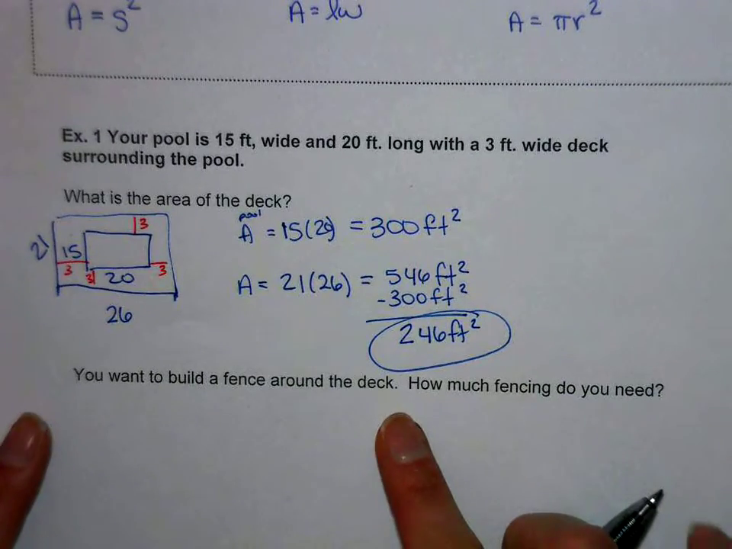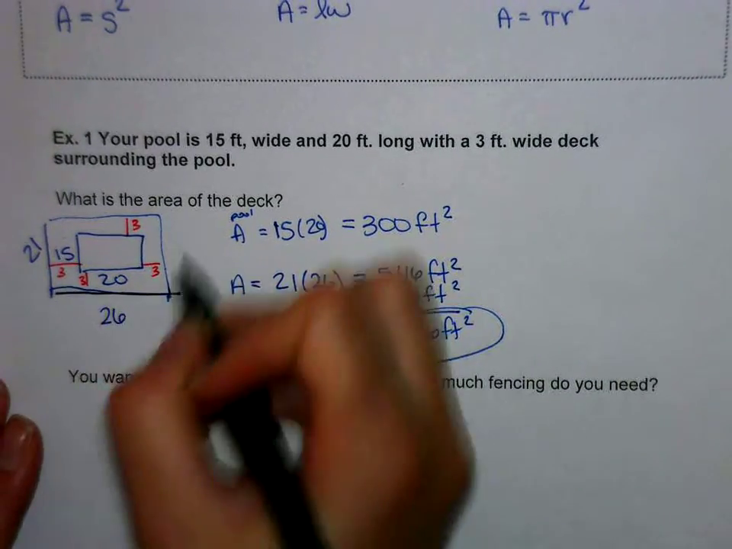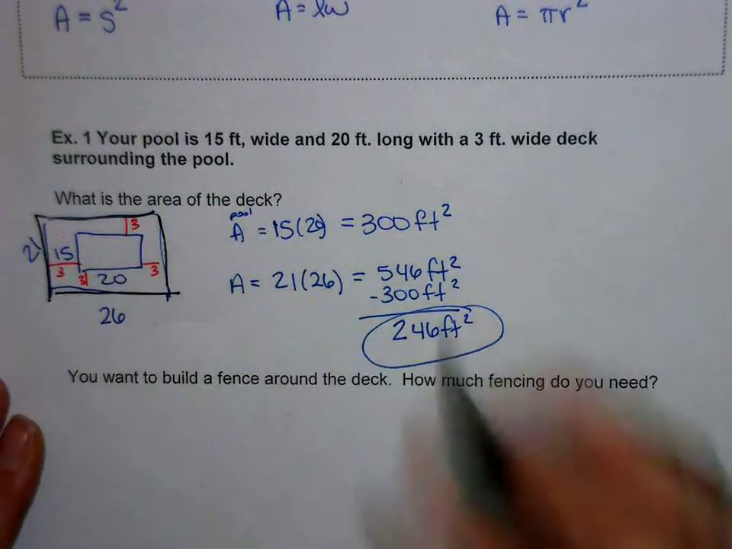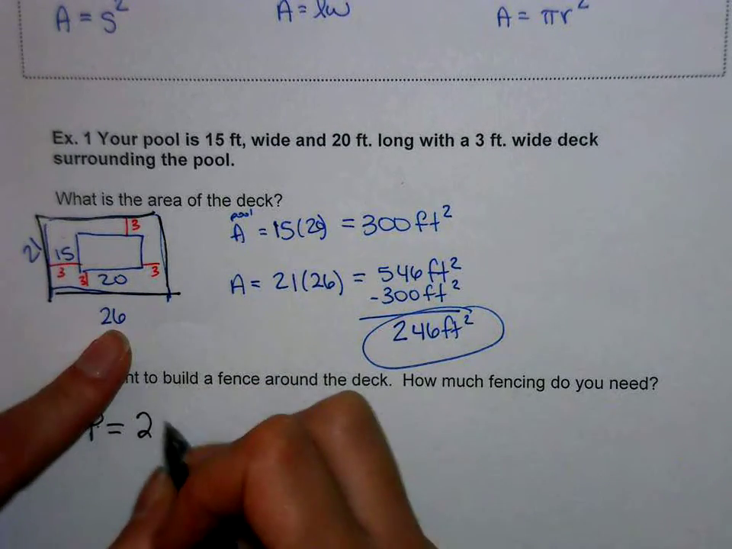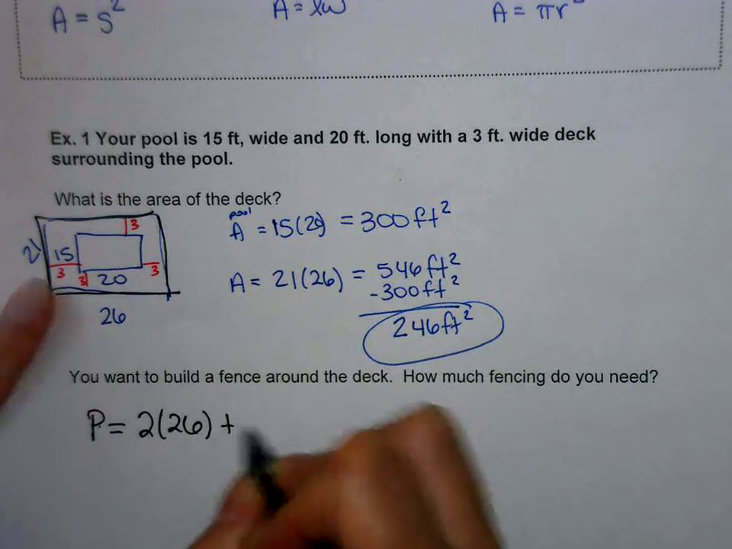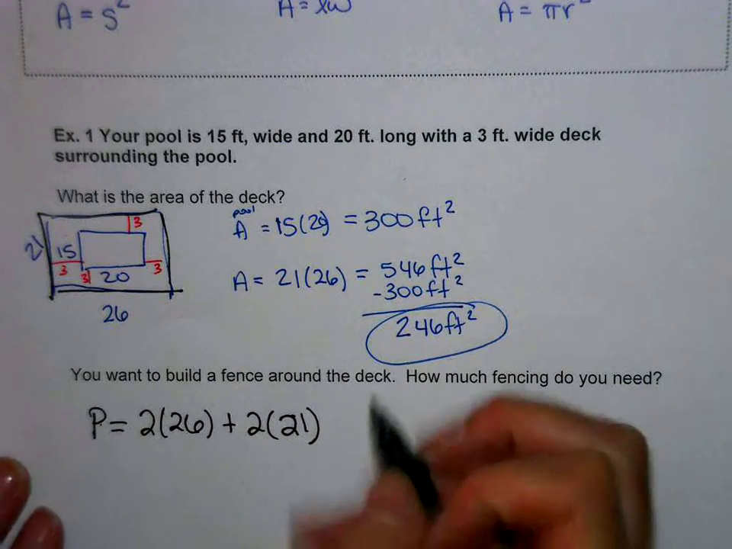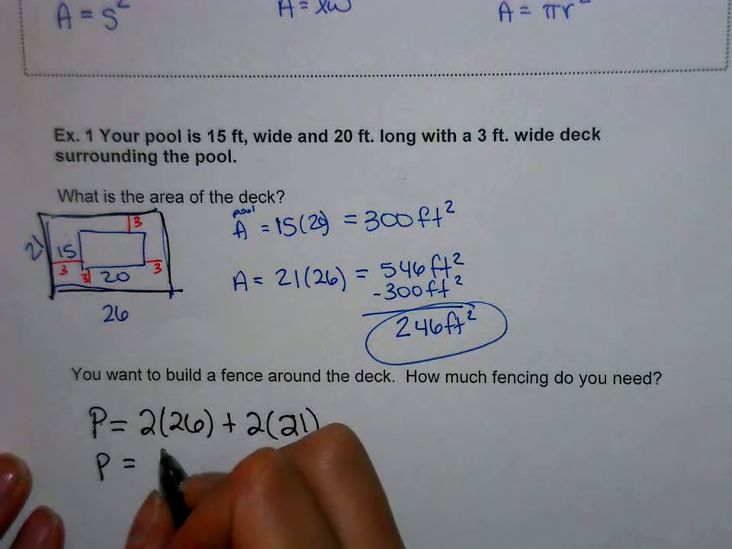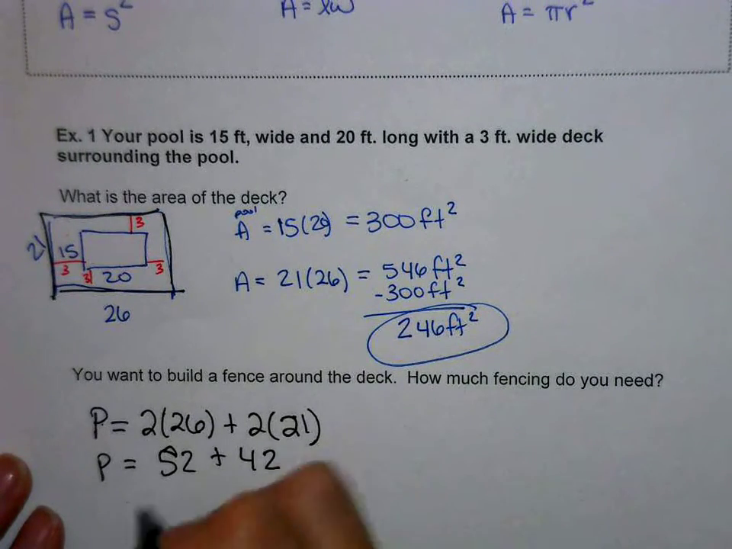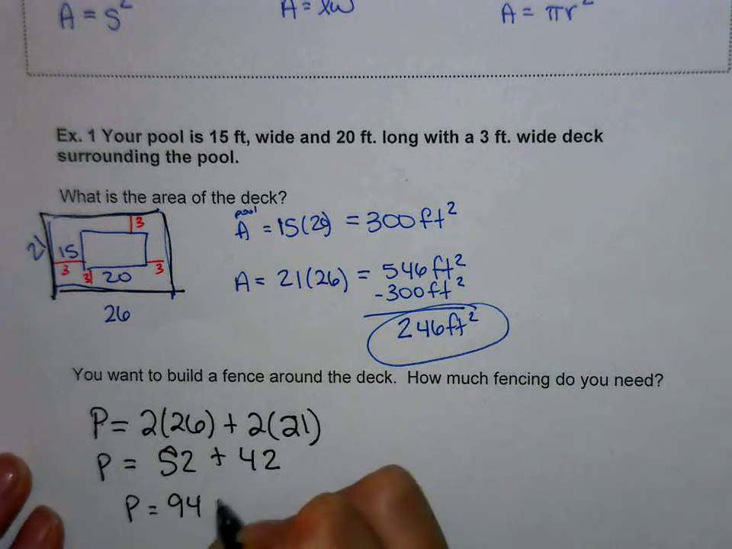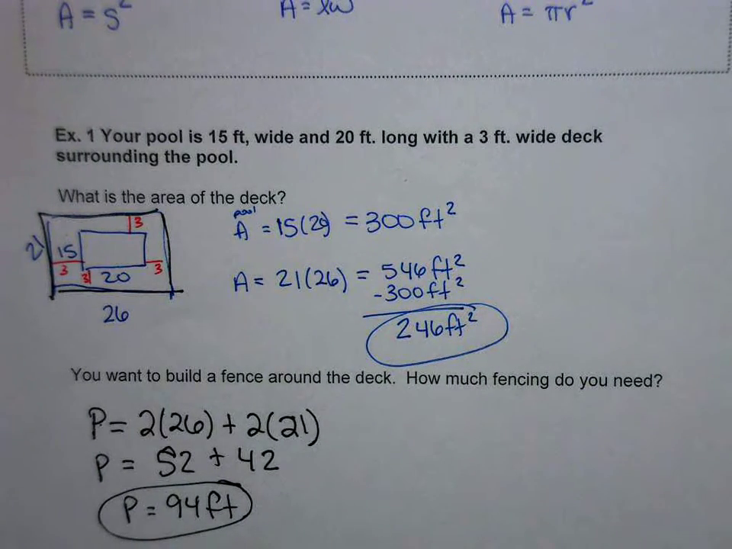So if we want to build a fence around our deck, how much fencing do we need? That means we're wanting a fence around this. So we're looking just at the outside. So we want to look at the perimeter. And we just said that the length of our perimeter is 26. And the width of our perimeter is 21. So if we multiply, we get 52 plus 42. So the perimeter is 94 feet. So we need 94 feet worth of fence.